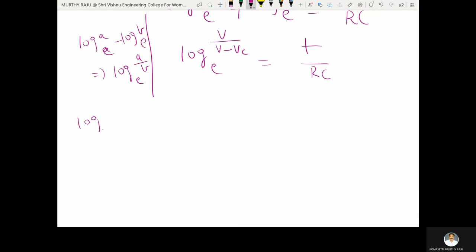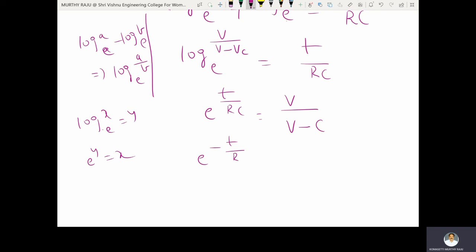Log x base e is equal to y means e power y is equal to x. This is another formula. Here x is equal to V by V minus Vc, and y is equal to t by RC. That means e power t by RC is equal to V by V minus Vc. Changing the sign, e power minus t by RC is equal to V minus Vc by V.